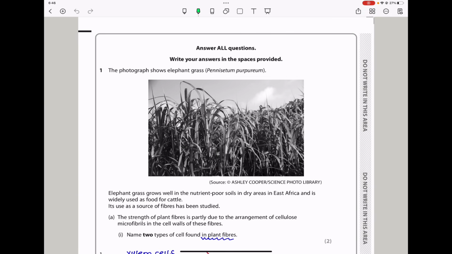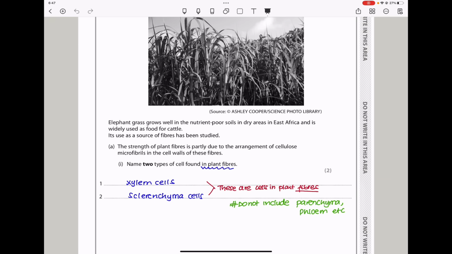Question 1, the photograph shows elephant grass. So this is the elephant grass they're talking about here. They say elephant grass grows well in the nutrient-poor soils in dry areas of East Africa and is widely used as food for cattle. Its use as a source of fibers has been studied. They say the strength of plant fibers is partly due to the arrangement of cellulose microfibrils in the cell walls of these fibers. The first question says, name two types of cell found in plant fibers.